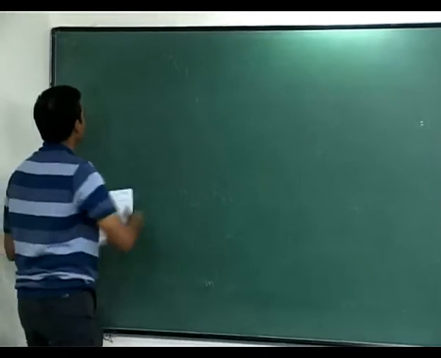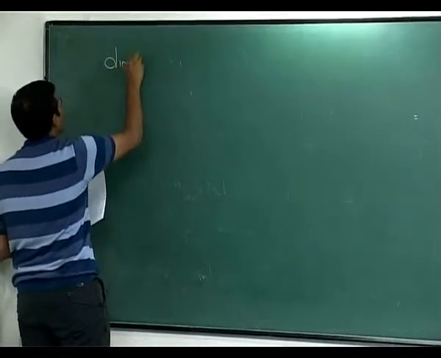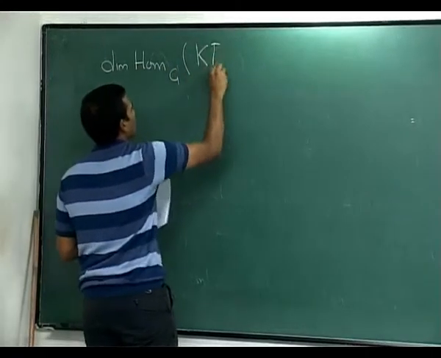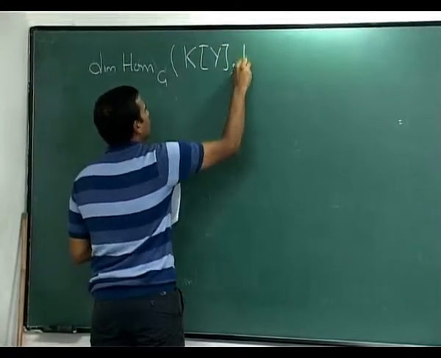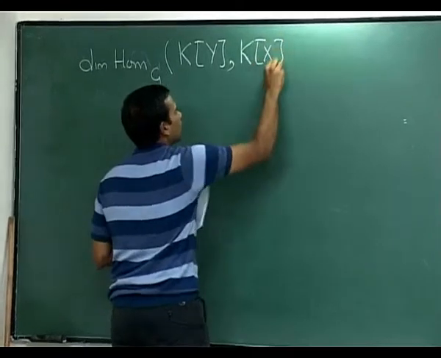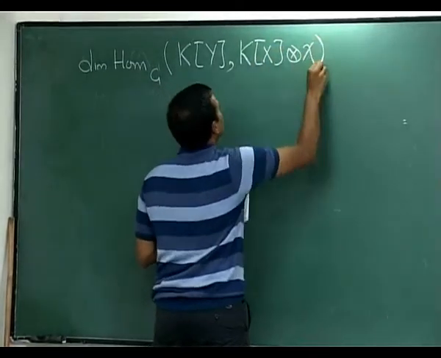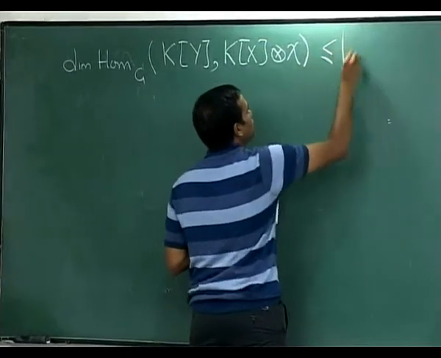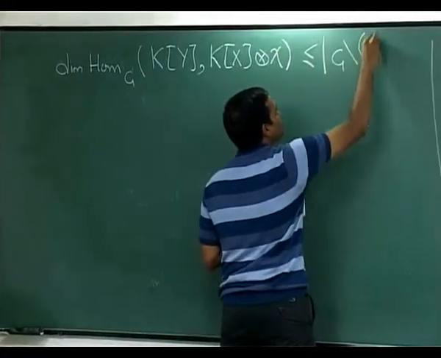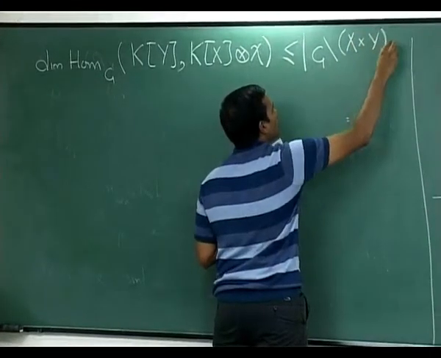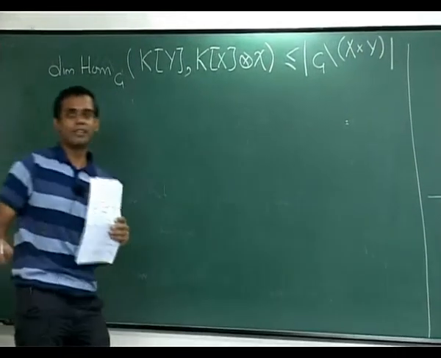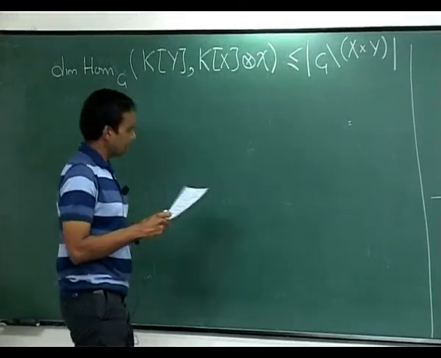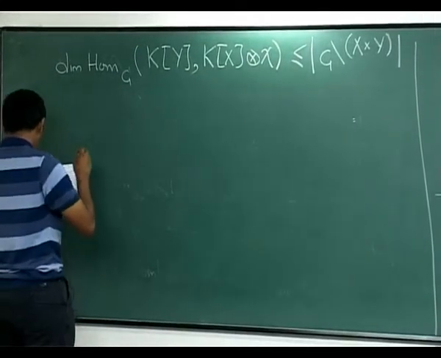Okay, what I am saying is that the dimension of this space of intertwiners will be less than or equal to the number of orbits, because if you know the value of k at one point on each orbit, you know its value everywhere on that orbit. But there could be a problem. Let us consider the following situation.